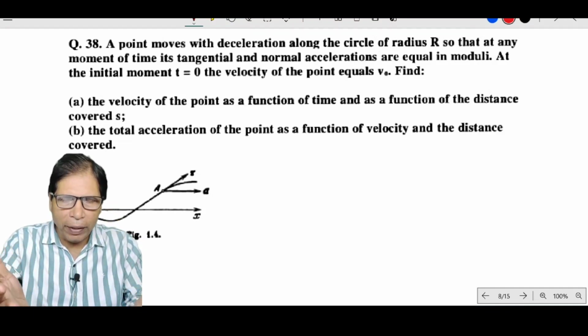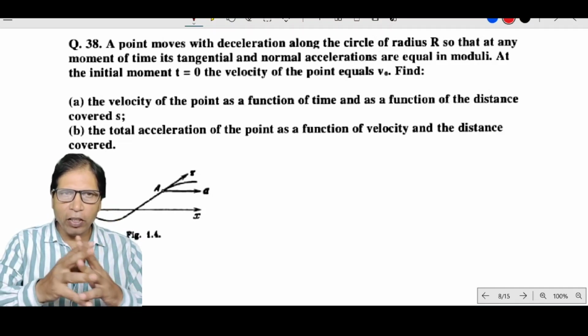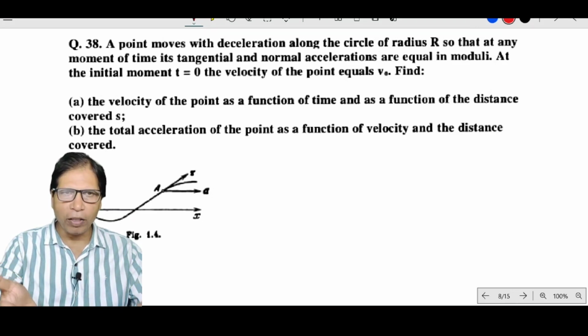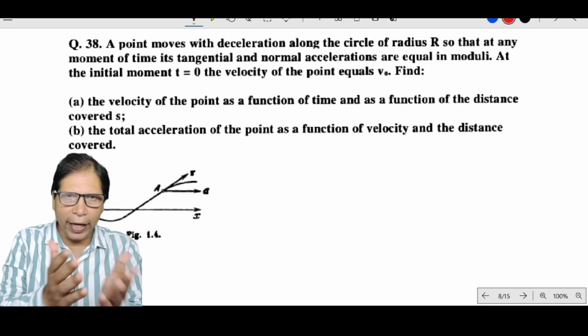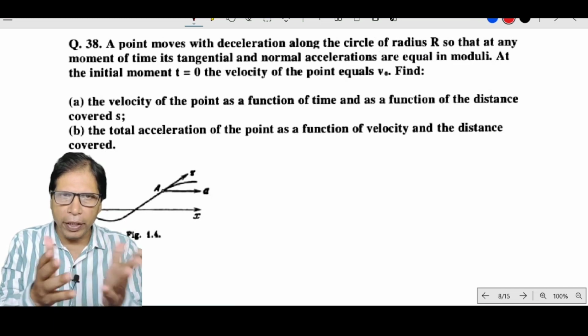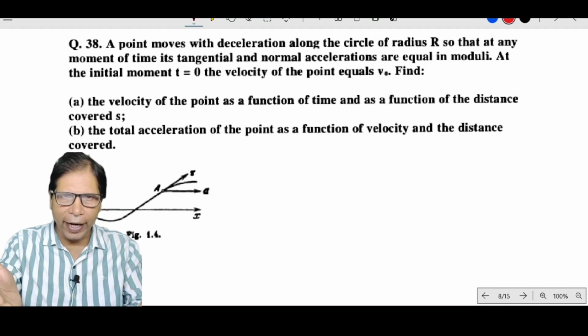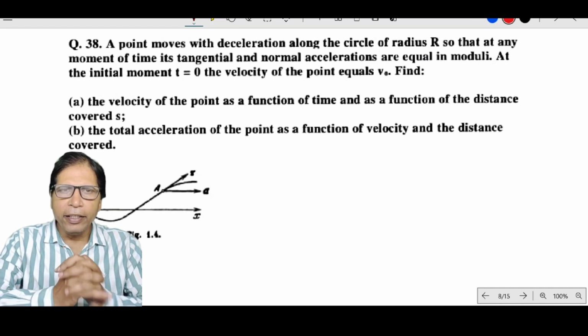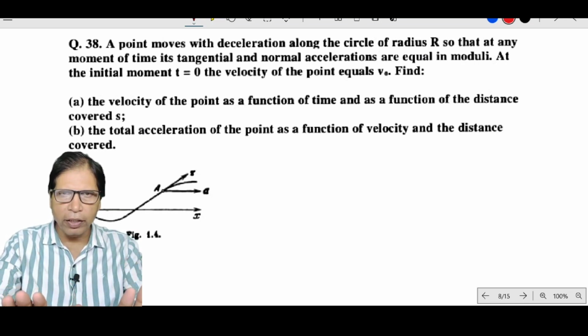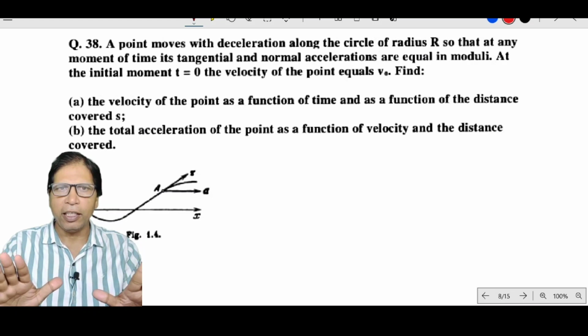Today I will be discussing the easy solutions of Irodov numericals 38, 39, 40 and 41. This solution will be extremely helpful for the preparation of NEET, main and advanced. And it gives a clear concept on relative motion and kinematics.